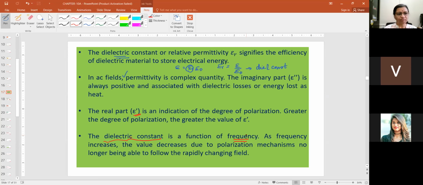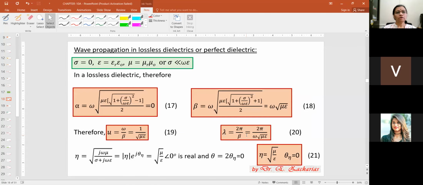Whatever I have told you are all research topics on which people are currently working, and these have a lot of applications in your fields. I am, as a material scientist working in this area, just talking about what is happening in the field of research at the material level. At the application level, you as engineers should look for applications. Essentially it is for energy storage. So now we have completed lossy dielectrics.